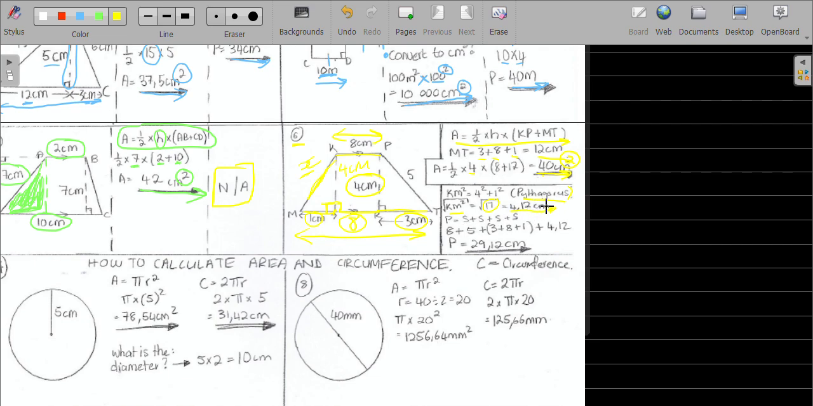Okay, and then we have all our sides, guys. So then the perimeter is just the sides added together. So it's going to be the 8 plus the 5 plus the 3, 8, and 1, and then plus the 4.12. And that goes into the calculator and we get our answer.